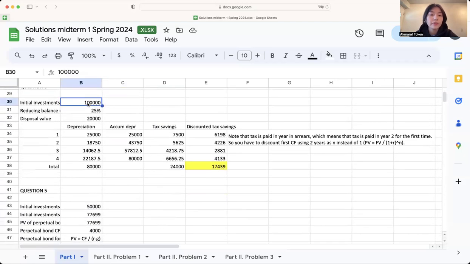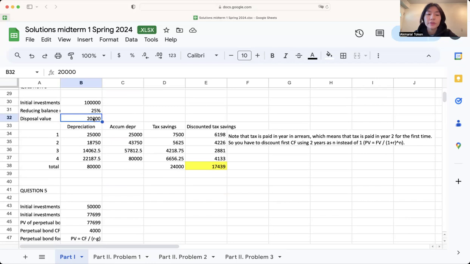So next question is to find the discounted tax savings. Initial investments were given as $100,000. Reducing balance rate is 25%. Disposal value is $20,000. The idea behind this example is that you spend a certain amount of money to buy a certain asset, and then we are going to incur depreciation expenses every year, but we're not going to pay taxes on those depreciation expenses, which means that we have savings on tax for this asset bought.